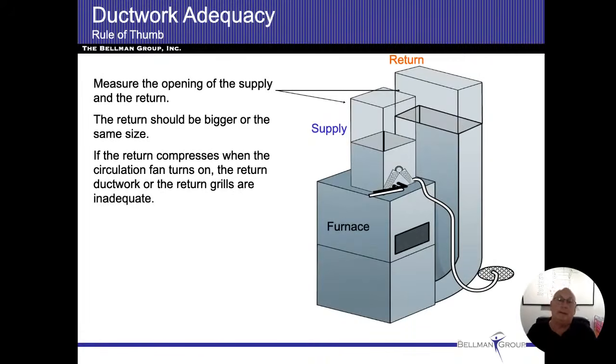Ductwork adequacy. This is not something that we normally inspect for, so I don't put any sort of measurements. I would like you to know the rule of thumb. The returns should be at least equal to whatever the supplies are. Now, a good clue when something's not working right is when the furnace is running or the air conditioner is running. If I'm creating such a negative pressure inside my ductwork, those bigger ducts will actually lift up.